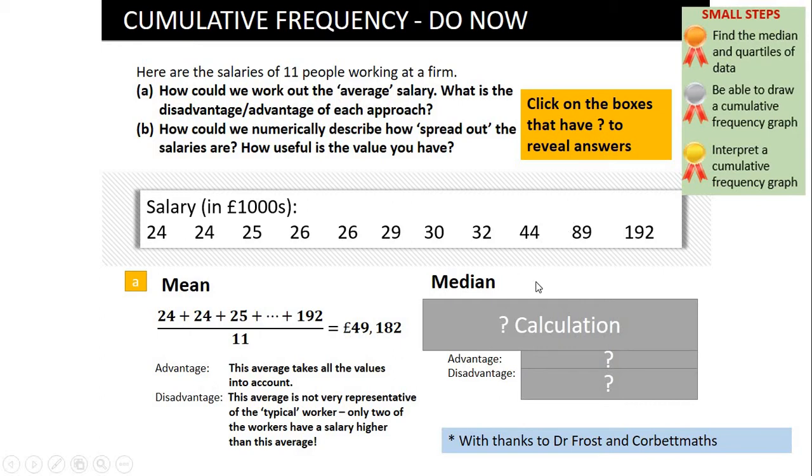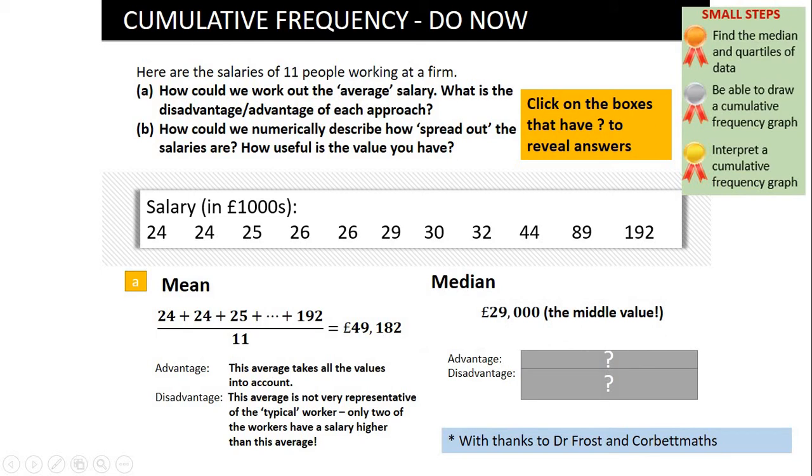The median then is another way of working out the average salary. This is where we're finding the middle value when the values are in size order. They're in size order already for us, so crossing off into the middle, the median value would be the £29,000. The advantage of this is it's more reflective of a typical worker's wage. The disadvantage is that it ignores all the values other than the central one.